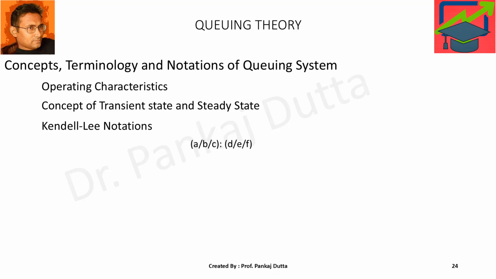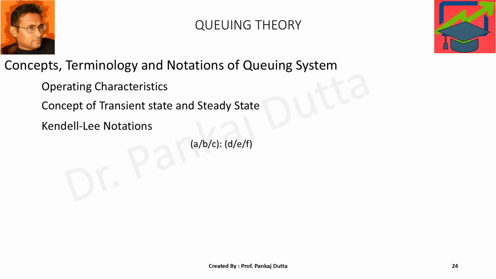Mostly 6 letters are used, but sometimes 5 letters are also used. The first letter A defines the probability distribution of the arrival time. The second letter B defines the probability distribution of the service time. The third letter C defines the number of parallel servers or channels that is there in the system.